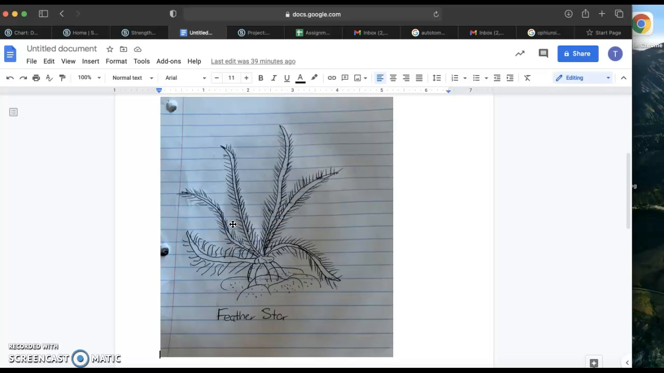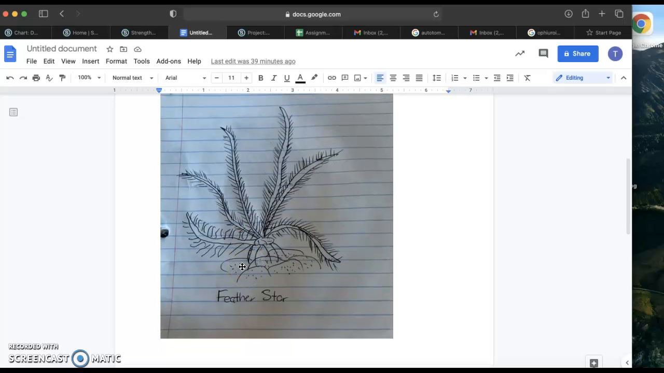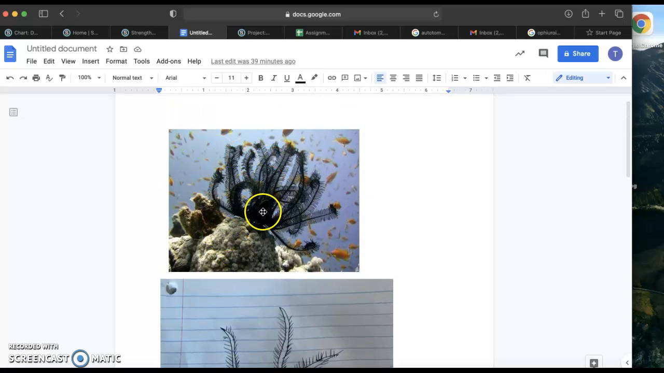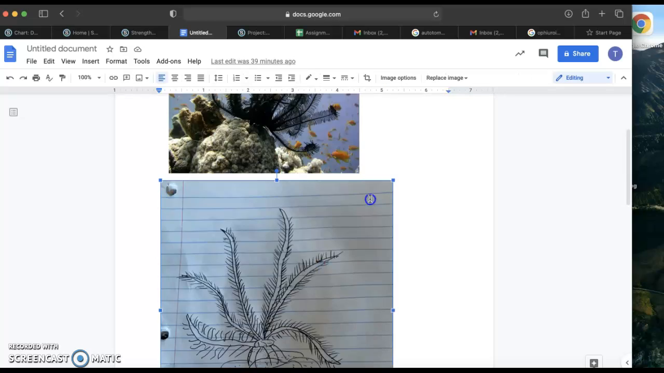And the feather stars are nocturnal feeders, so they just position themselves where the current allows them to sit and filter feed by trapping all the plankton that passes by. And then here's another picture of them in their habitat. And that's it.